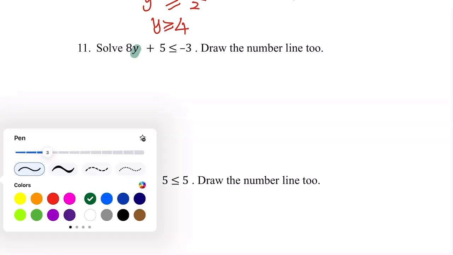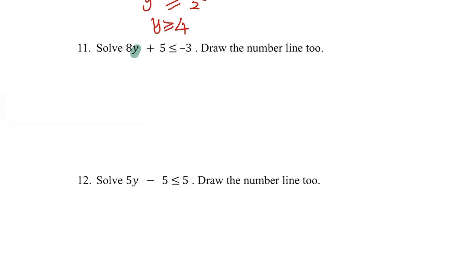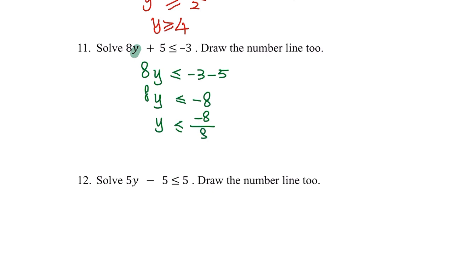So y here is already positive, so you don't have to change it. As for the numbers, go to the other side. Negative 3 minus 8, negative 8. 8 is multiplied here. So if you go to the other side, it will be divided. So negative 8 divided by 8, you can have negative 1.